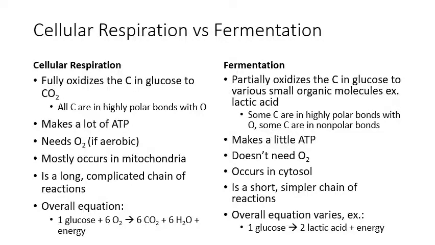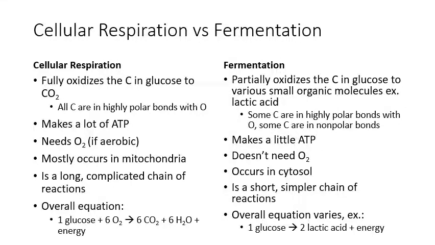Cellular respiration mostly happens in mitochondria. It also has some reactions that occur in the cytosol, but mostly it's going on in the mitochondria. Fermentation just happens in the cytosol. Cellular respiration is a much bigger, longer, more complicated process. It has multiple metabolic pathways within it. Fermentation is much shorter. It does still have a couple of metabolic pathways in it, but they're shorter and simpler. Overall, it's simpler.